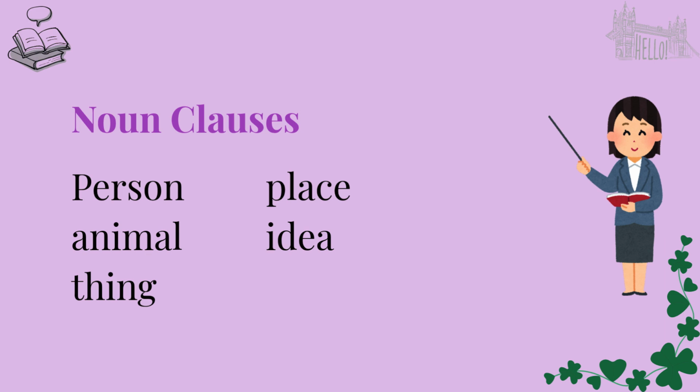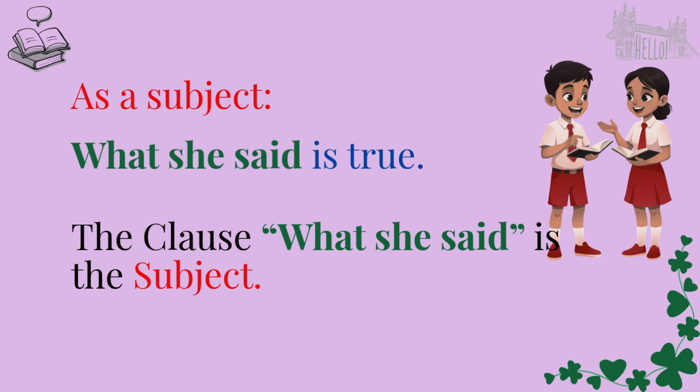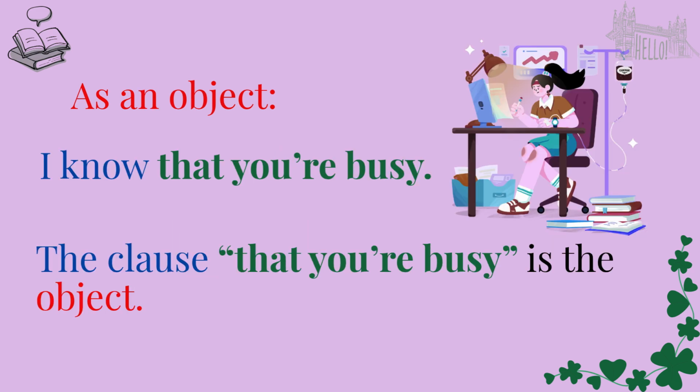These clauses act like a person, animal, thing, place, or idea. They can be the subject of your sentence or the object. Let's look at two examples. As a subject: what she said is true. The entire clause, what she said, is acting as the main subject of the sentence. As an object: I know that you're busy. You know what? The clause that you're busy acts as the object of the sentence.